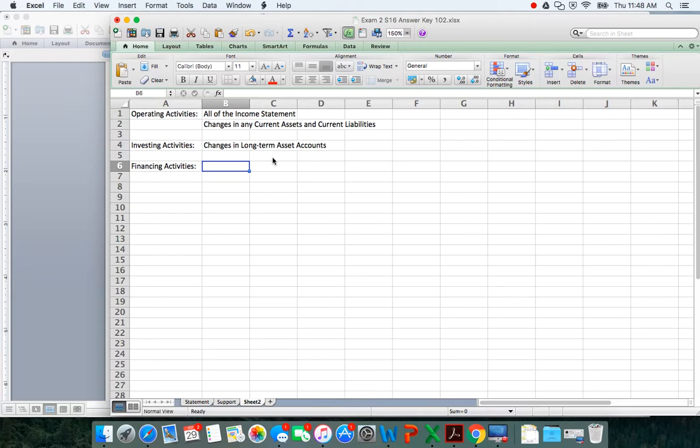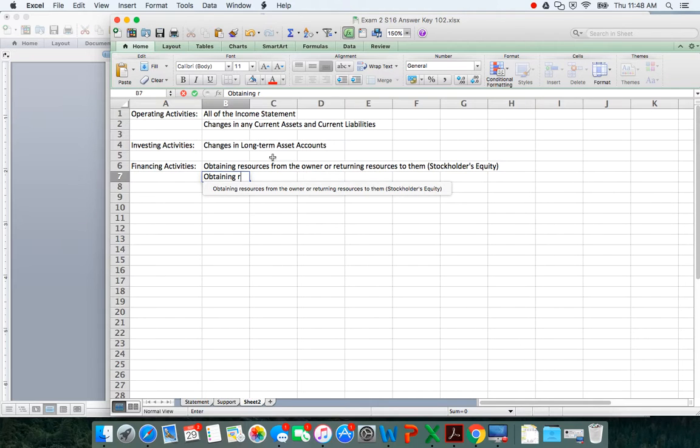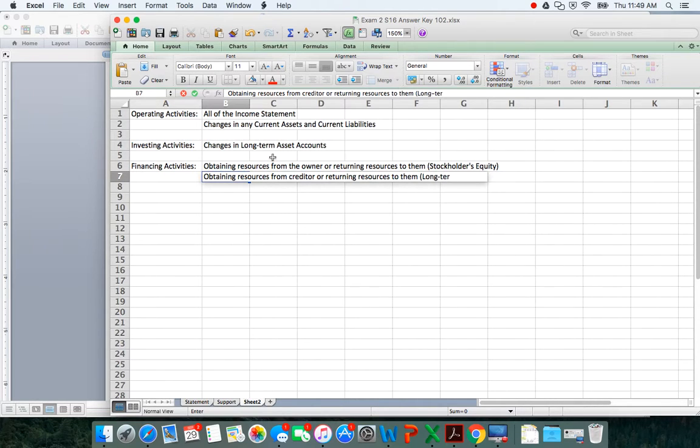So in that financing activity section, we really want to think of these as obtaining resources from the owners or returning resources to them. So that is all contained within the stockholders' equity section of our balance sheet. We also want to talk about obtaining resources from creditors and or returning resources to them, which is found in the liabilities section, and most often that would be long-term liabilities within our balance sheet.